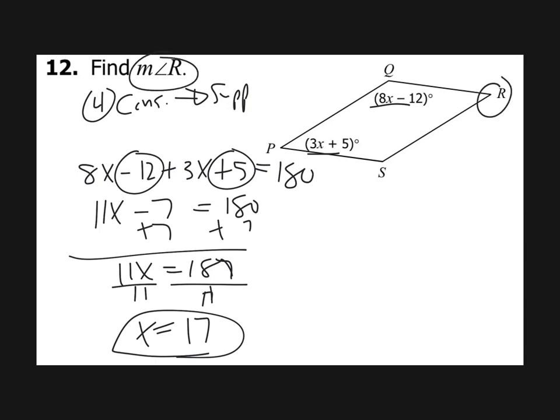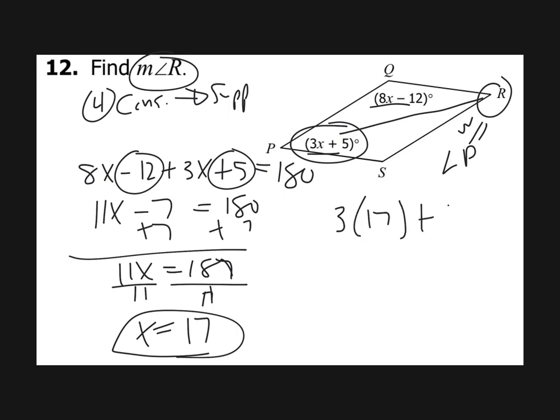Angle R is over here, but angle R is congruent to who? Angle P, because these guys are opposite angles. So angle P will help me figure out what angle R is. So 3 times 17 plus 5 should be equal to the measure of that angle. Now, it is an acute angle, so we should get an acute measurement. So first we need 3 times 17, which is going to be 51, plus 5, which is 56 degrees. So that is the measure of angle R.